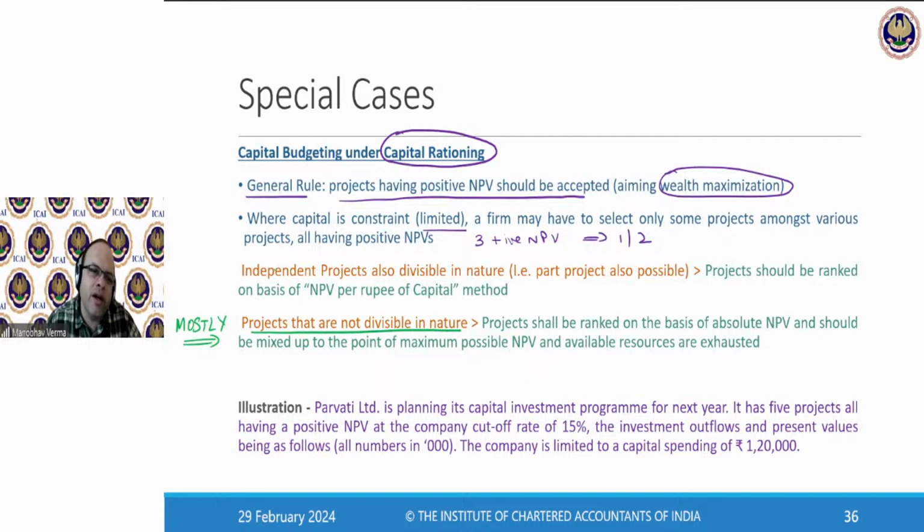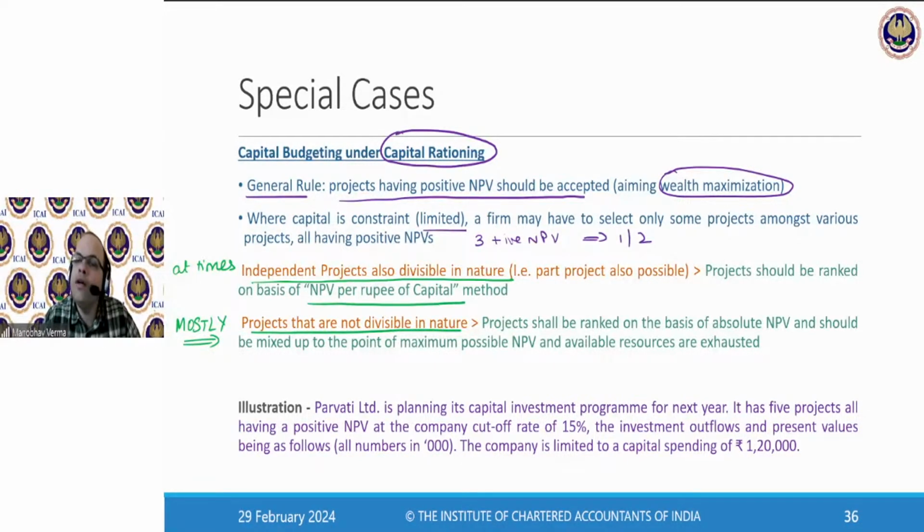Sometimes you could have a situation where, hypothetically speaking, the project is divisible. How can a project be divisible? Let's say you take one part of the project, another company takes another part. That means you are able to take like 20% of the project. If the project is divisible, part of the project is possible. Now, why I'm telling you this is that the decision criteria will depend on whether the projects are divisible or not. If the projects are divisible, which is unlikely, but we can't say it is impossible, the projects should be ranked based on the NPV per rupee of capital method.